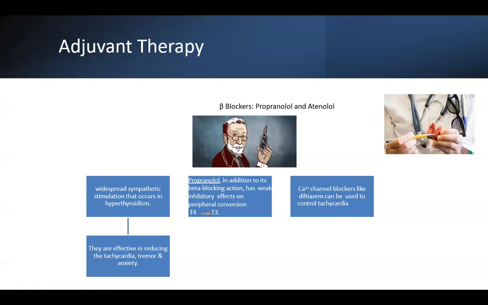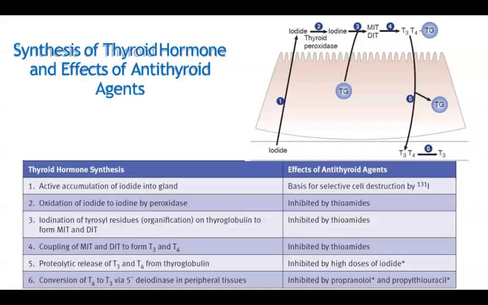Now, okay, I can give atenolol, I can give propranolol, beautiful. But what if the patient is asthmatic? I cannot give propranolol, definitely, because it's beta non-selective. So what do I do? Alternatively, if that patient has asthma, I have to give diltiazem, which is a calcium channel blocker that will control the palpitation and the tachycardia.